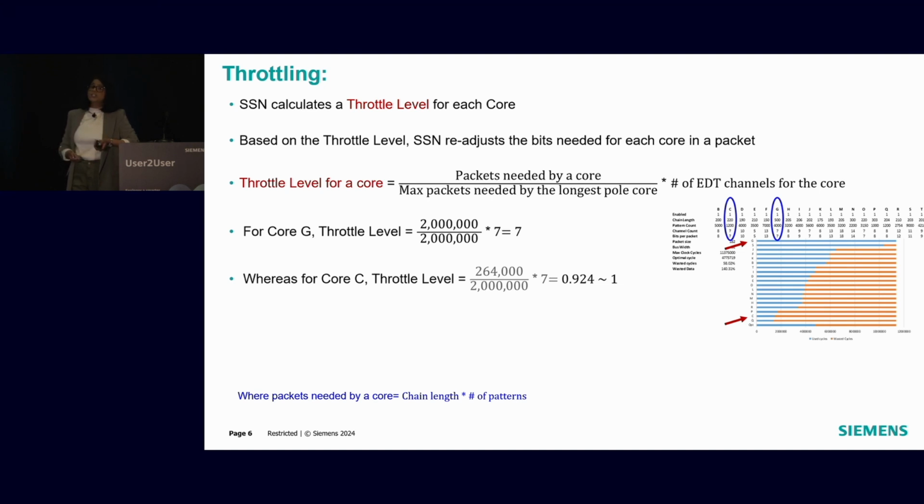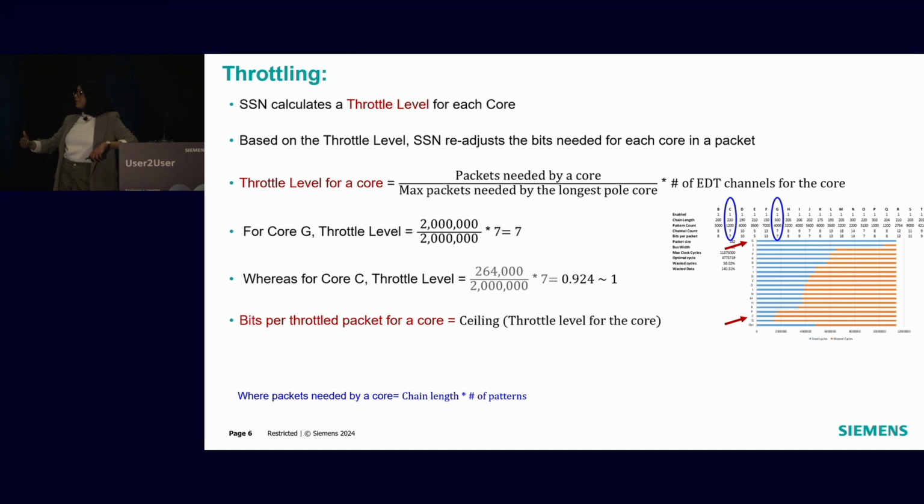And what would traditional ATPG or traditional data delivery have given that core in that packet? 7 bits. But I have brought down those 7 drops to only 1 drop for that packet, right? And that's where the concept of throttling is. And now the new packet size, remember from the first slide we were talking about, if I can reduce the packet size, I can bring down the total test time or the test cycles, right?